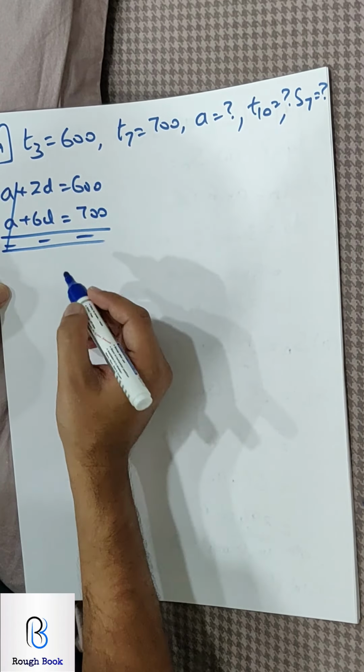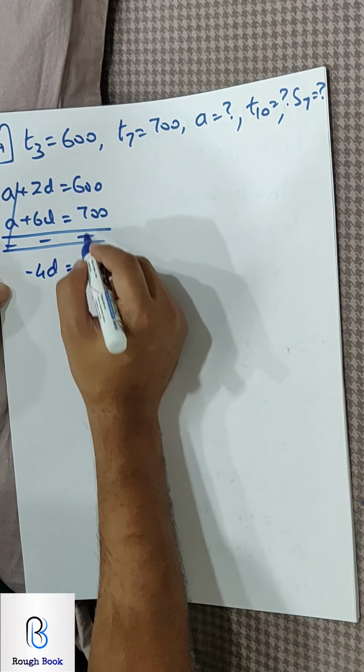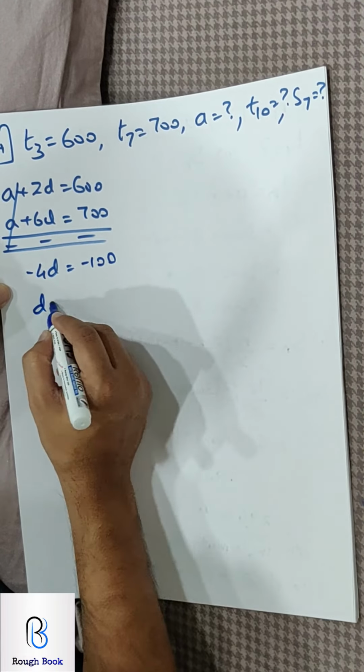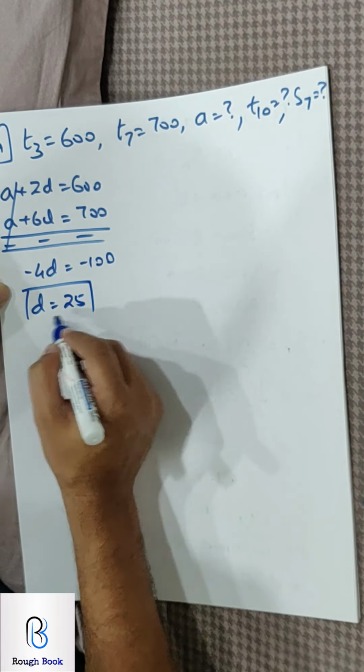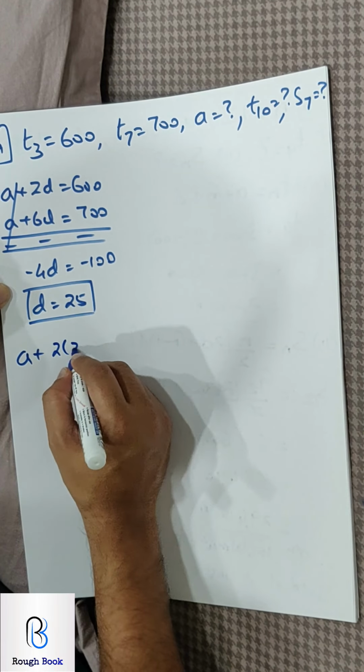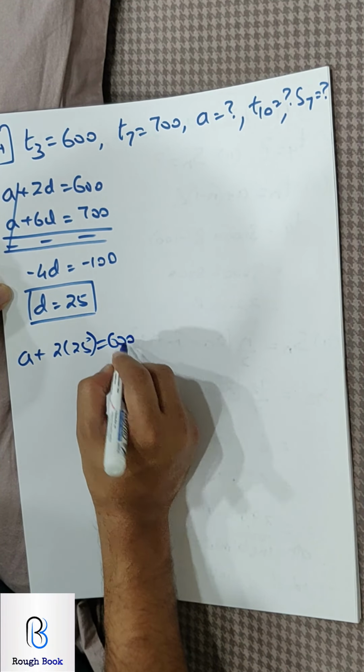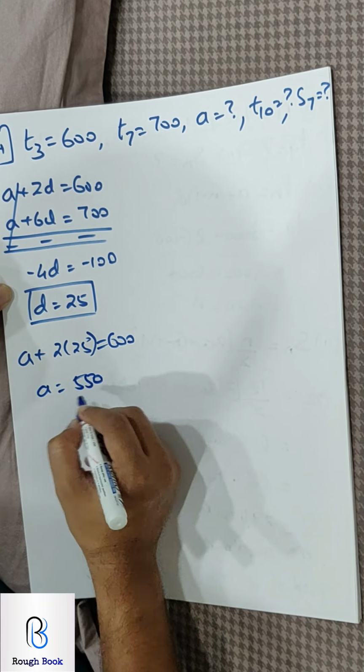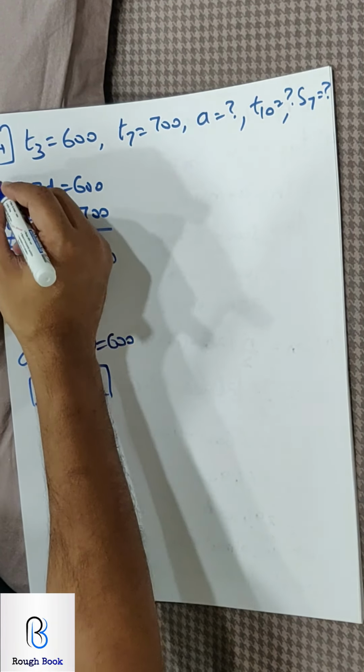Simultaneous cancels. So minus 4D minus 100. So my value of D becomes 25. Simple. Let's find A. So A plus 2 into 25, 600. So A becomes 550. So I managed to get the first part.